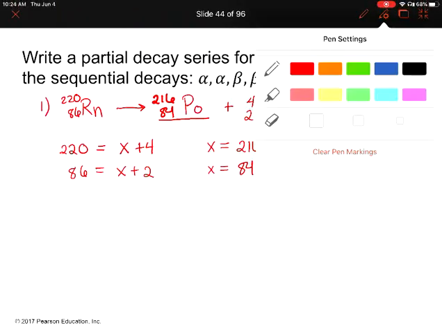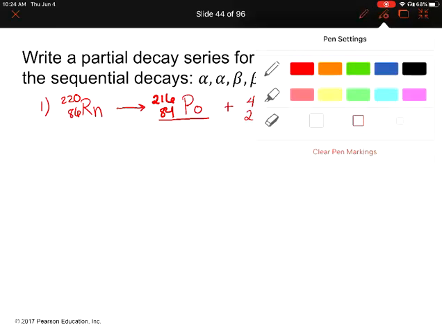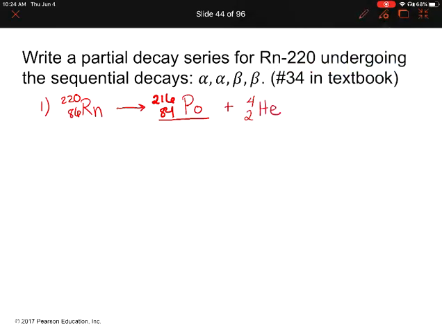All right, so now for the next step in this sequence, we have another alpha decay. So we're going to start with the daughter nuclide from the previous step. So let's rewrite polonium 216. And again, we have another alpha decay. So let's figure out what our daughter nuclide is.